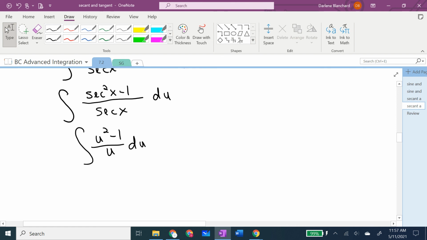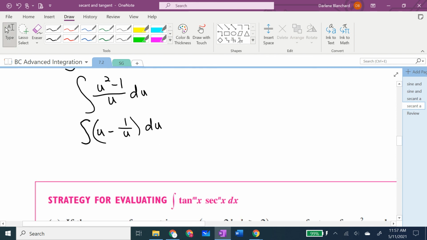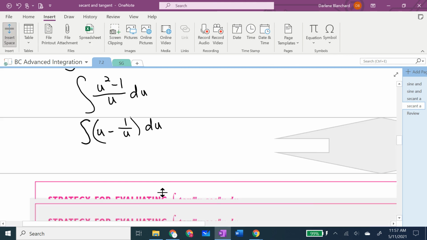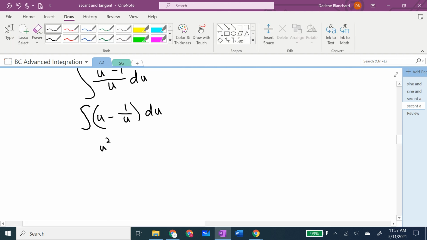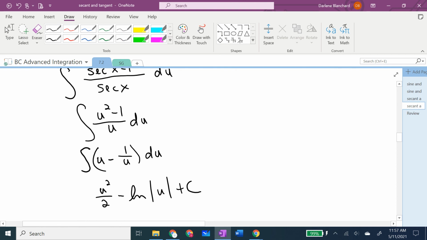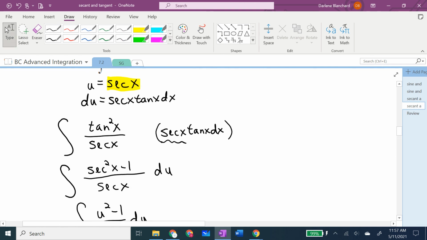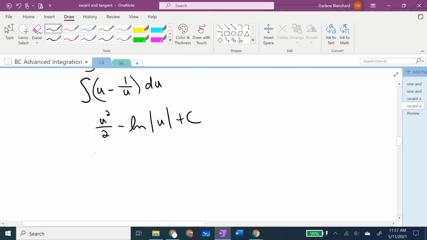And we're all familiar with that now, right? So u squared divided by u and 1 divided by u. And make sure you don't forget to put the u back in where the u was secant x. Yay!